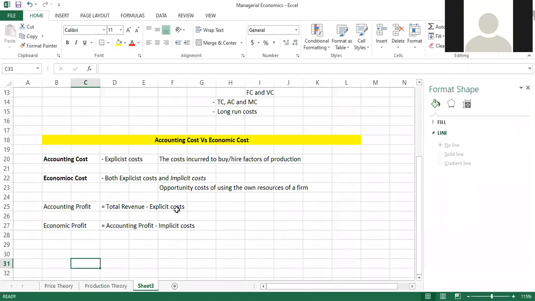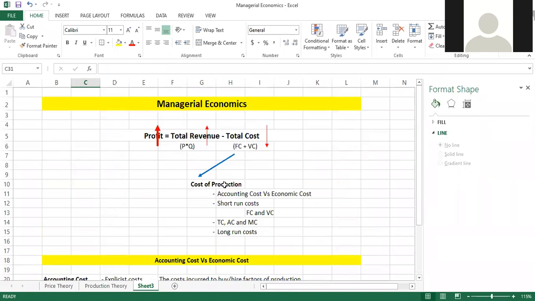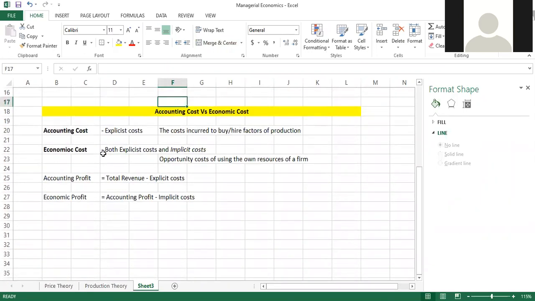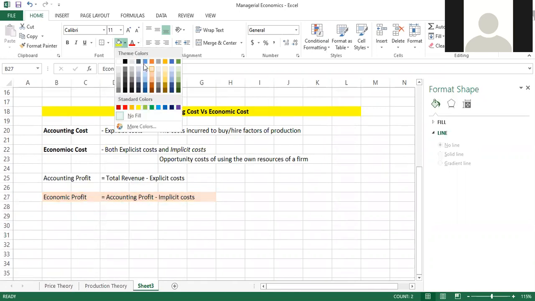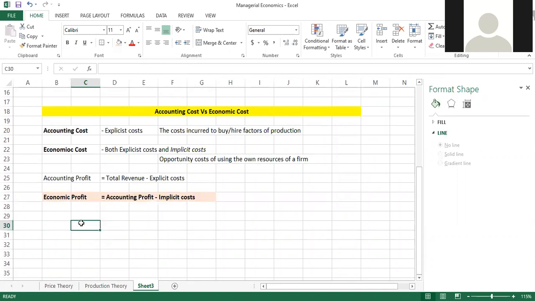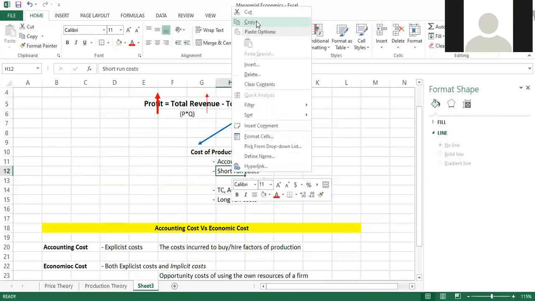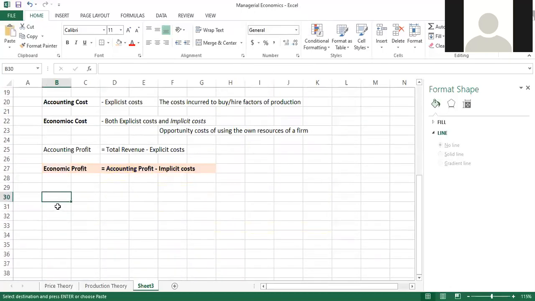So this is one main factor we need to consider when we analyze the cost of production in economics. In economics, when we analyze cost, we assume both the explicit cost and implicit cost are considered. That's why when we calculate economic profit, we need to consider both the implicit cost and explicit cost. Then we can see what the main short run cost concepts are. So short run cost we can analyze.